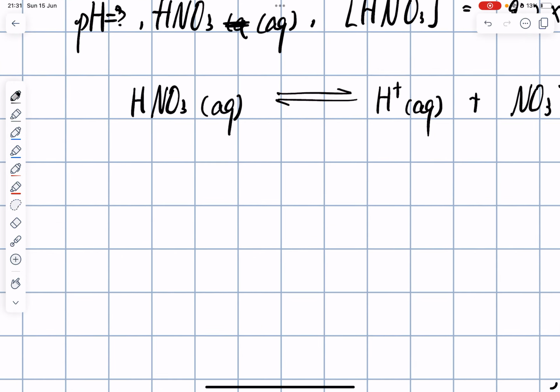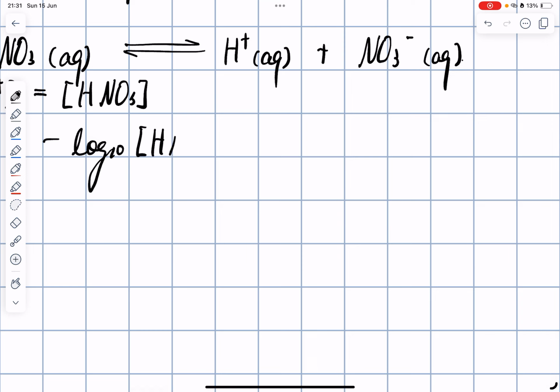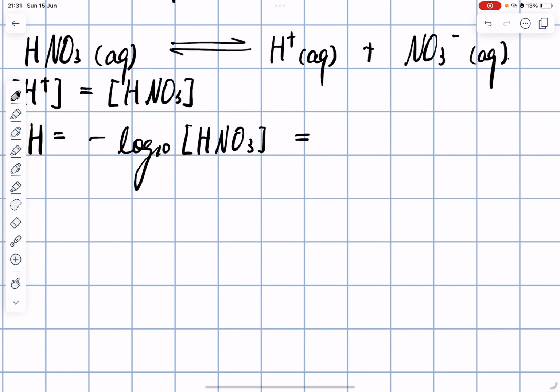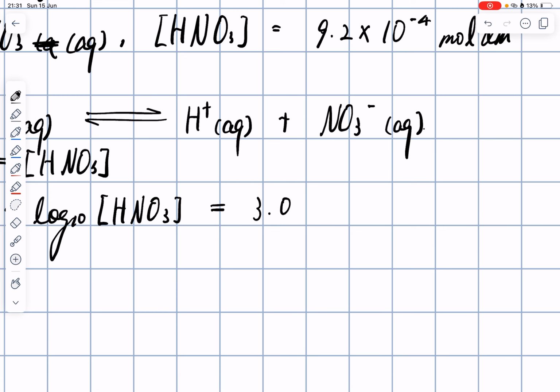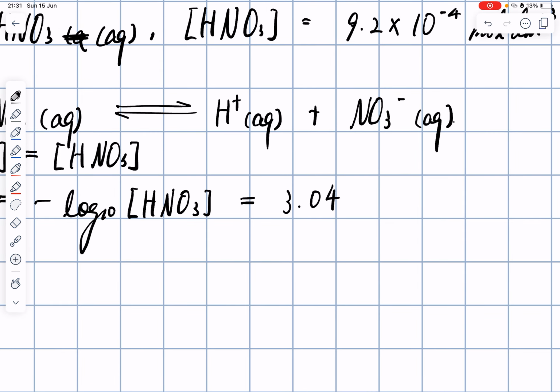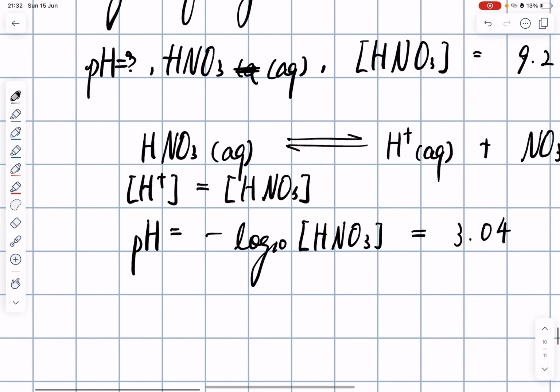So which means concentration of H plus equals to concentration of HNO3, which means pH equals to minus logarithm to the base of 10 of concentration of HNO3, nitric acid. So let's put this value in our calculator. 9.2 to the power of negative 4. It's 3.04. We don't have a unit for pH because we never have a unit for logarithm and for exponential forms. Okay, that's easy, isn't it?